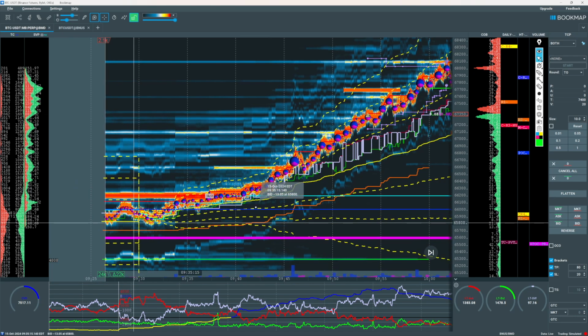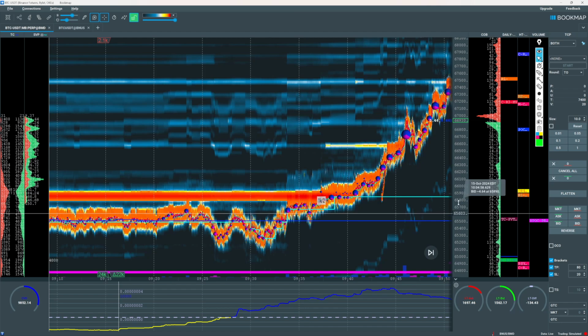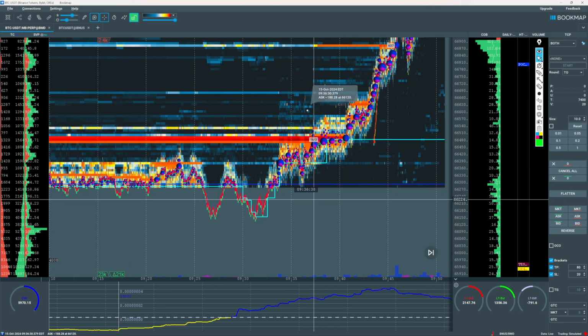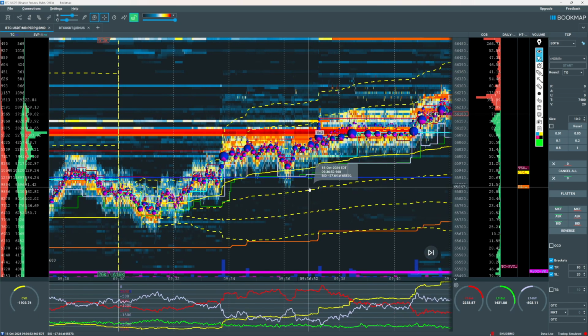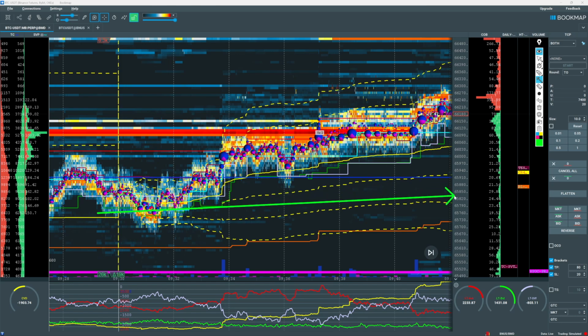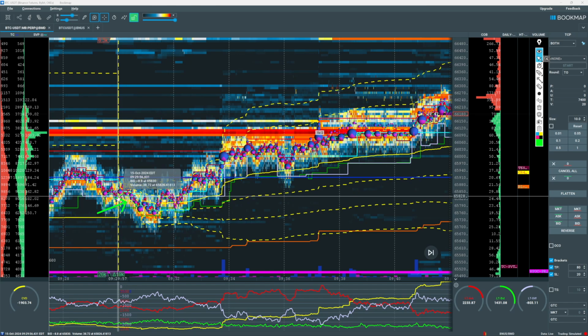Let me just go to the open here and point out a few things. One of the first things I'm looking at here is where we open. So we open around this level here. That's around, I would say, maybe 65,850, 65,820. Let me just make that exact. So roughly 65,828 is where we opened.